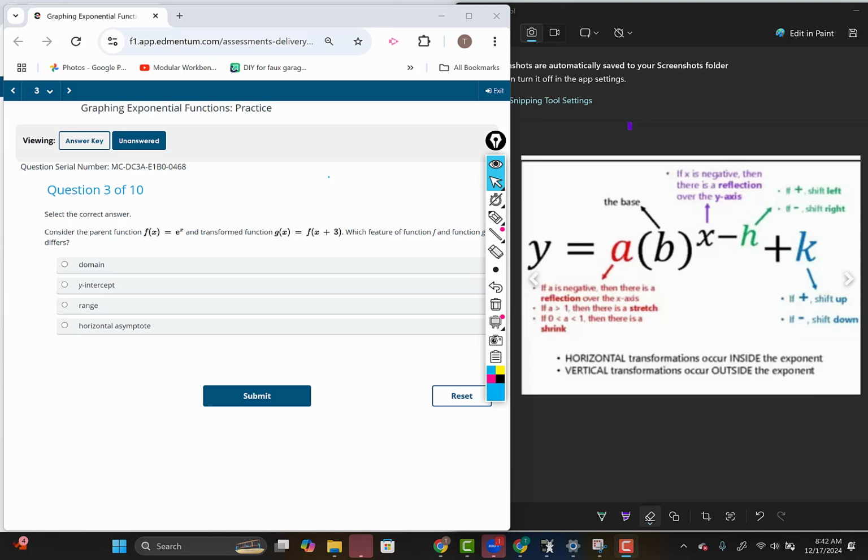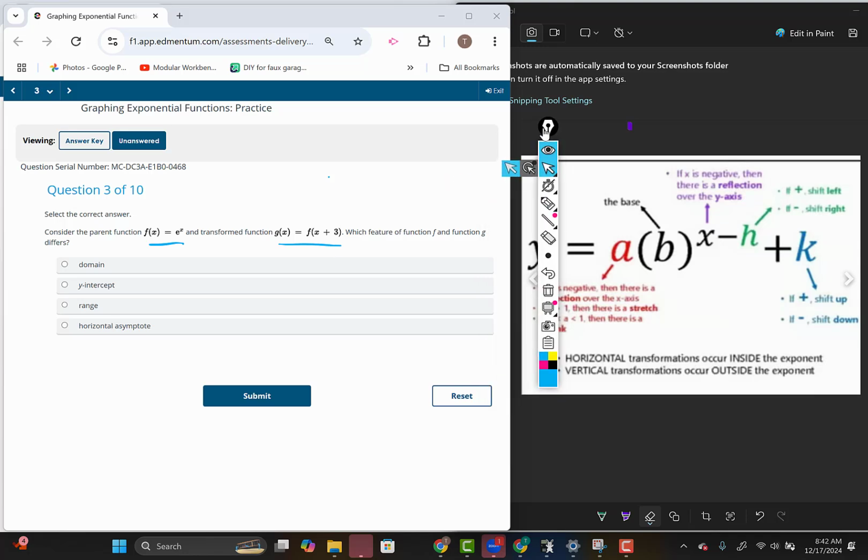Question 3, select the correct answer. Consider the parent function f of x equals e raised to the x power and the transformed function g of x equals f of x plus 3. Which feature of function f and g differs?